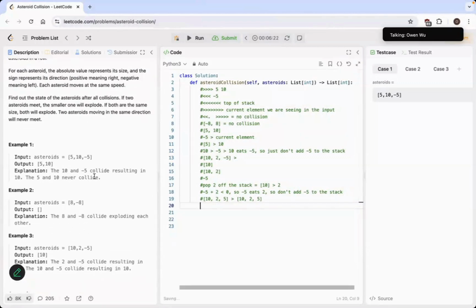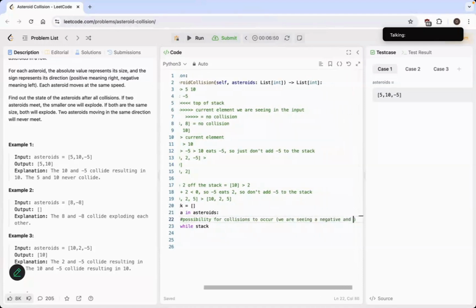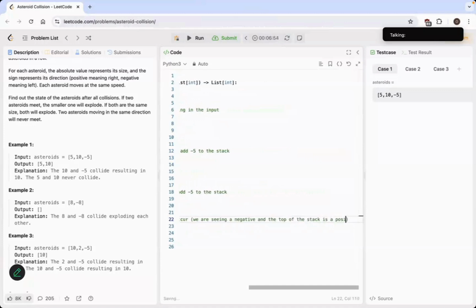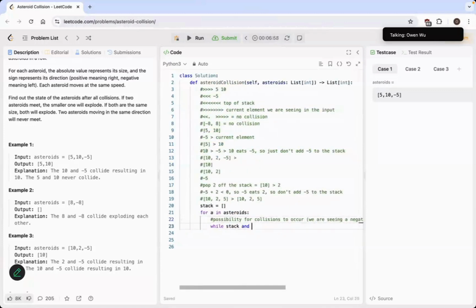So again, as we said, we're going to loop through our array, and we're going to append everything as long as there's nothing in the stack. So while stack, and as we said here, stack[-1] is bigger than 0 and a is less than 0, then we have a collision. So we can say collision difference equals stack[-1] plus a. That's going to be the -5 and the 2, for example.